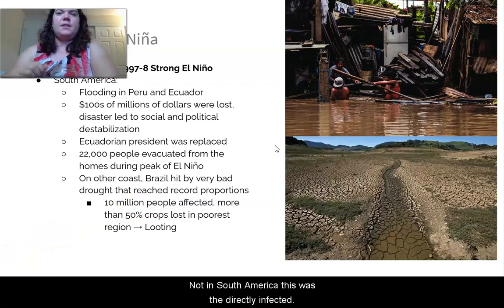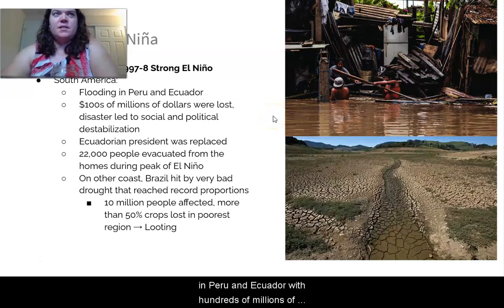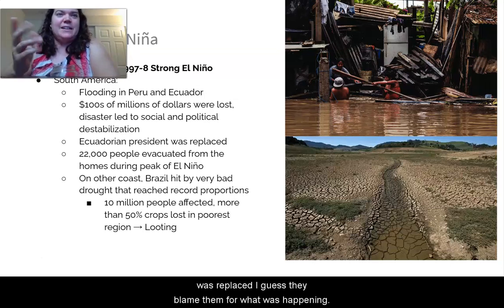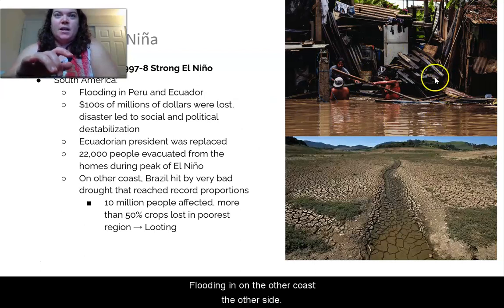Now, in South America, this was directly impacted right next to where El Nino was occurring. We had flooding in Peru and Ecuador, with hundreds of millions of dollars being lost. This disaster actually led to social and political destabilization. The Ecuadorian president was replaced. I guess they blamed them for what was happening. Yikes. 22,000 people were evacuated from their homes during the peak of El Nino because of flooding.